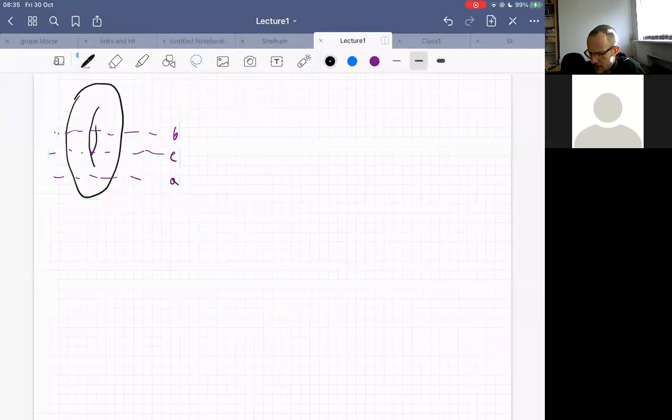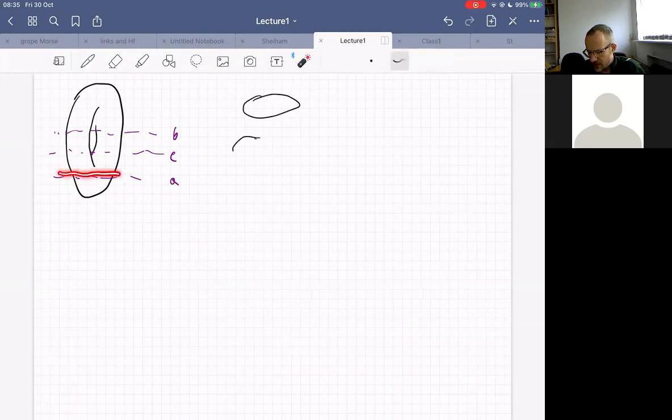Here is A, and now this, if you cut it with this and go looking at the slices higher and higher, you can see that this starts looking like this.